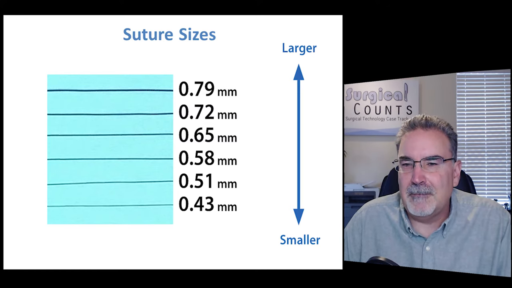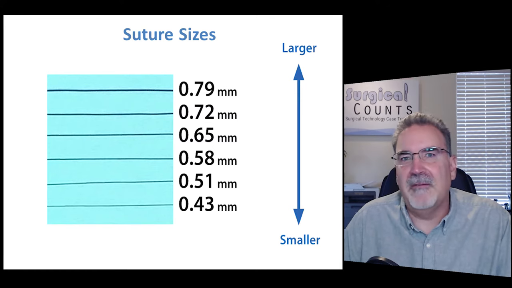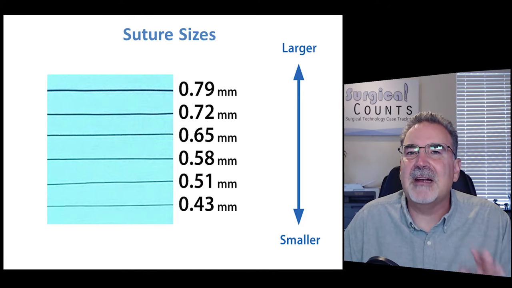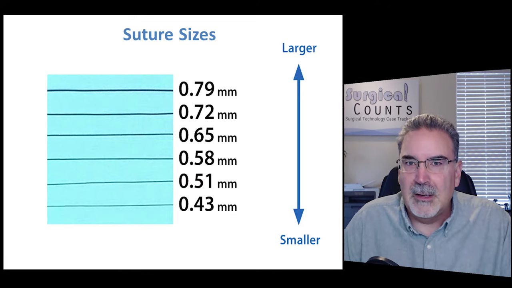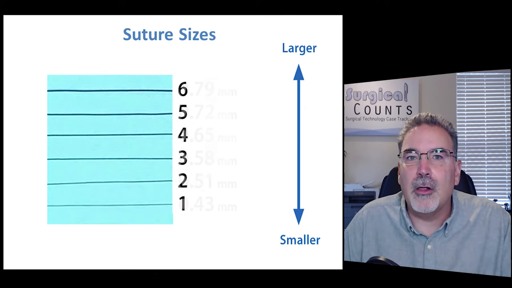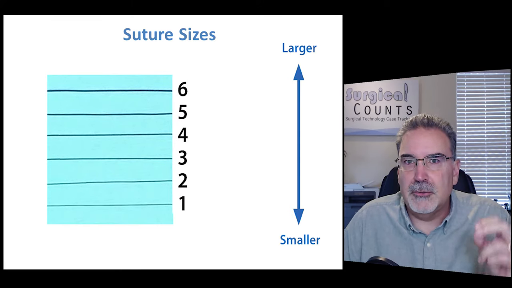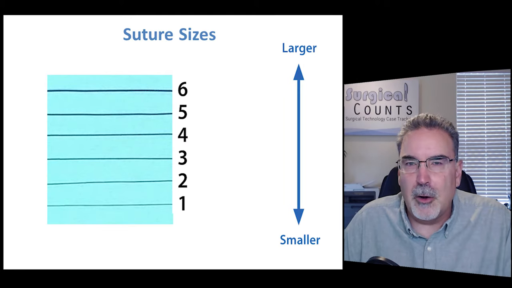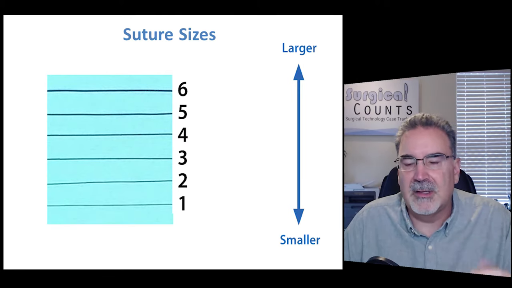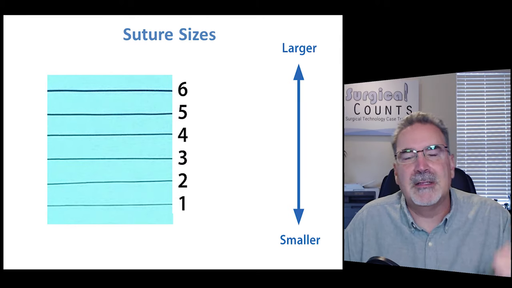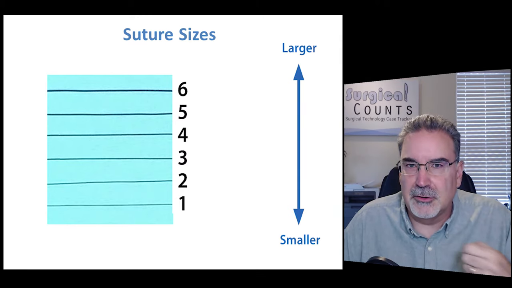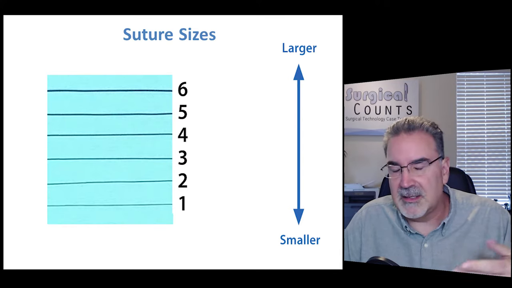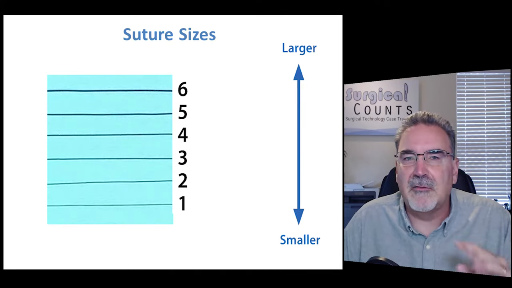And they realized that, well, if a doctor is asking for a 0.58 or a 0.65, that's going to get a little confusing. So they decided to make it a little bit more simple. They decided to say, okay, let's just call them size 1, 2, 3, 4, 5, and 6. That's going to make it easier for the people working in the OR to say, this is the size that I want. They started, size 1 is going to be the smallest, size 6 is going to be the largest suture that we have. And for years, that worked just fine. Size 1, I need a size 1, I need a size 6, I need a size 4, whatever.